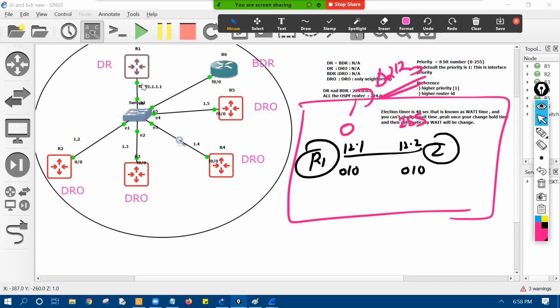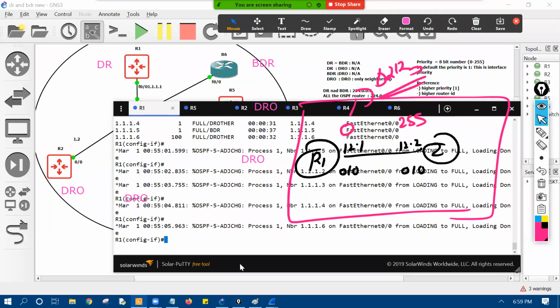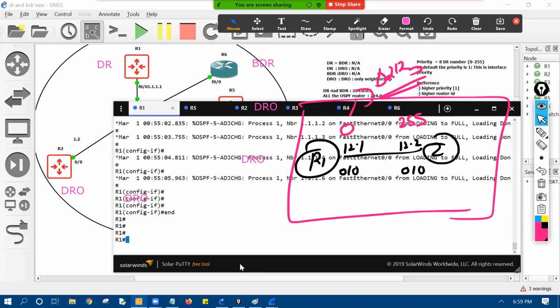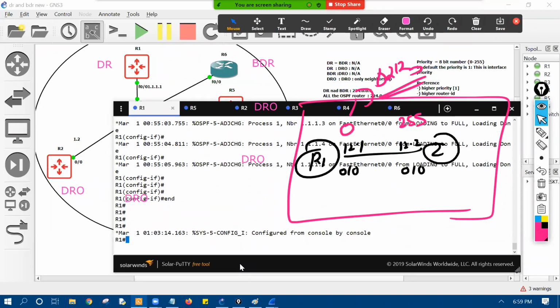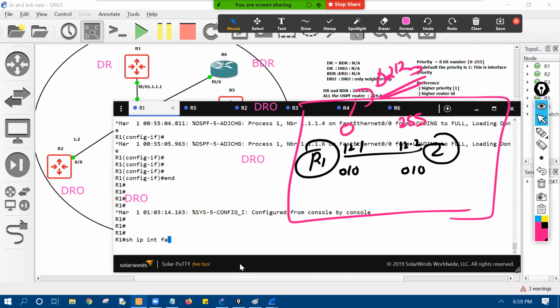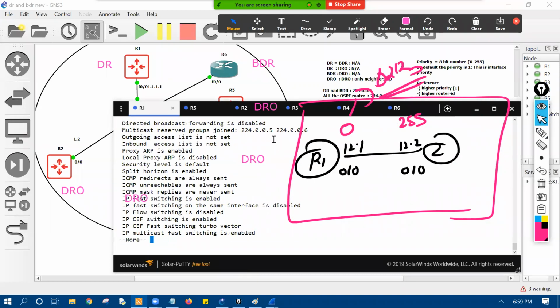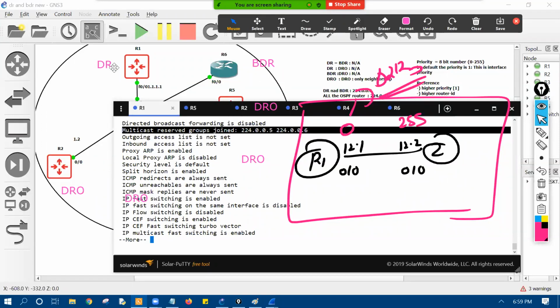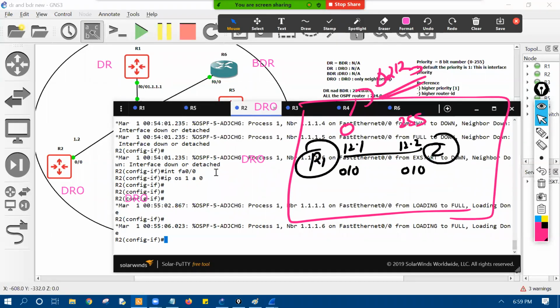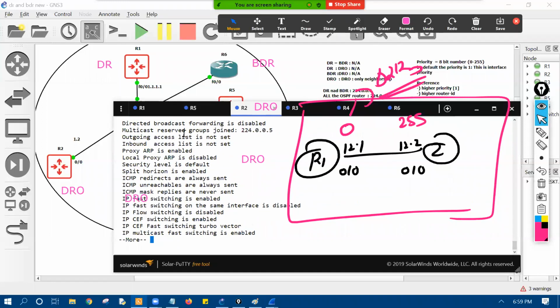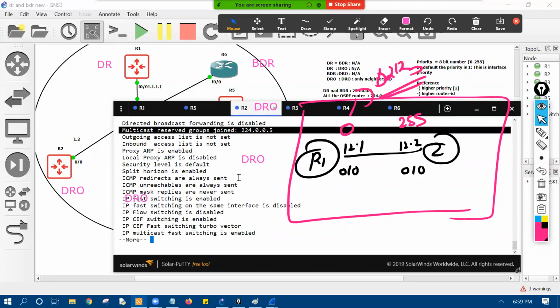If you go on R5 or R1 router, as I told you, R1 has 2 multicast addresses. So R1 is a DRO, sorry, normal student as well as intelligent student, right? So on interface 0/0, they have joined the 2 multicast groups. R1 is a DR. They have joined the 2 multicast groups because it's a DR and DRO as well. If you go to the R2 router, R2 will join the single group. Clear?